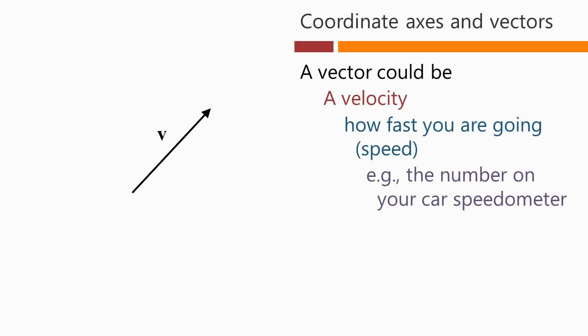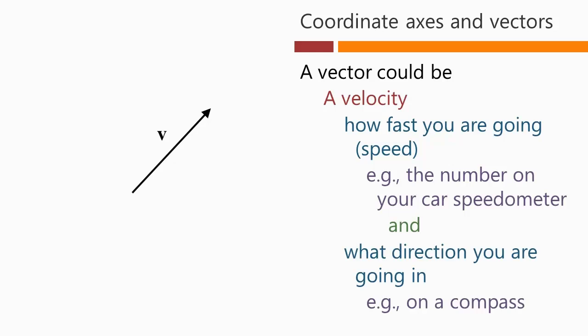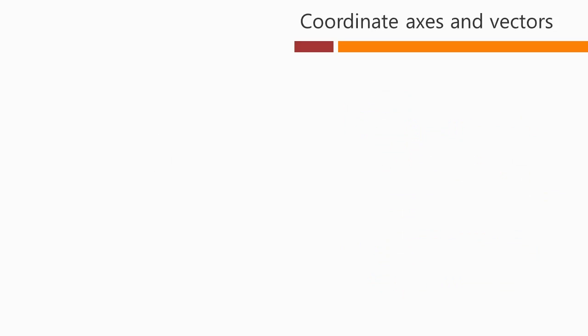A vector could also be a velocity. So a velocity is something that has got a magnitude. It's how fast you're going, what speed you are going, what speed is showing on your speedometer. And it also has a direction. What direction are you driving your car in? Are you driving it north? Are you driving it west? Are you driving it east? The direction is given by the arrow, and the magnitude of the speed is given by the length of this arrow. That's a way we could represent velocity as a vector.